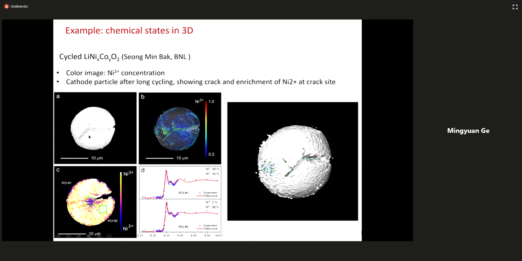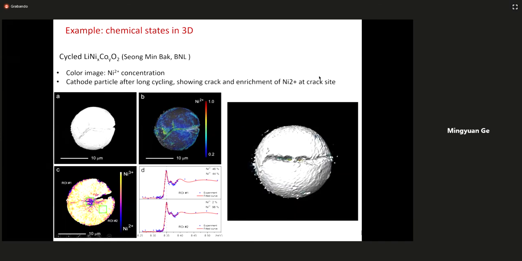So for this particle, this is a particle after long cycling. The original intact sphere forms some cracks. And if you look at the spectrum in the cracks, we see a lot of nickel 2+. So this is really a side reaction at the crack. Battery scientists know exactly what happens by looking at the image, and the idea is how to minimize these side reactions, either by coating or by preventing the particle from cracking.